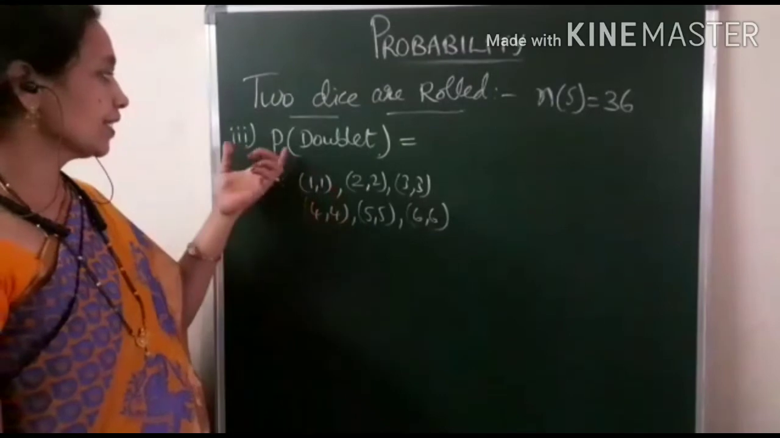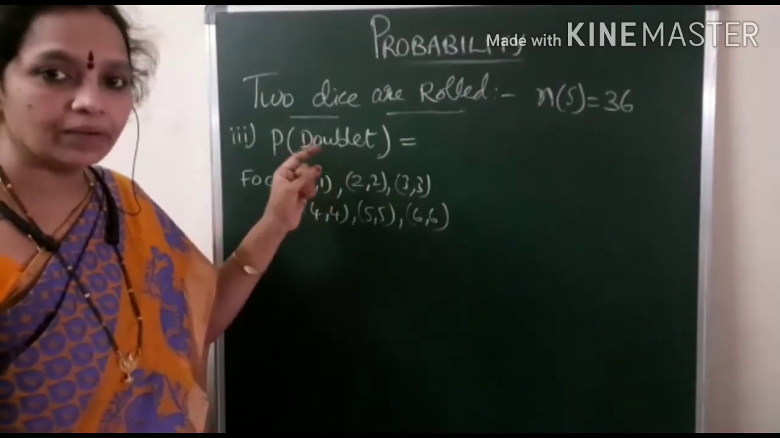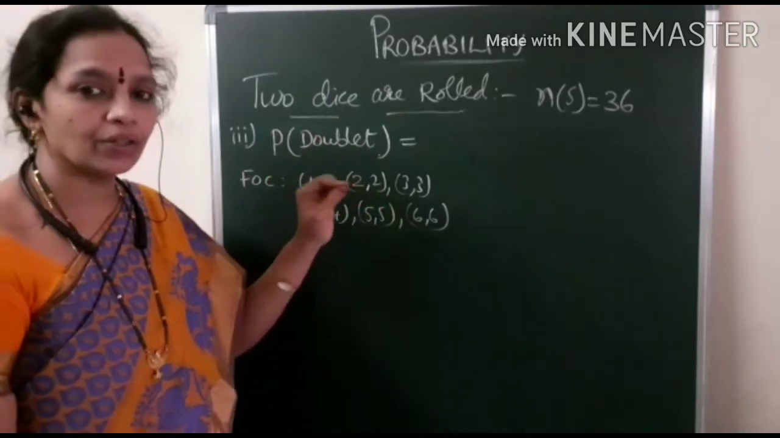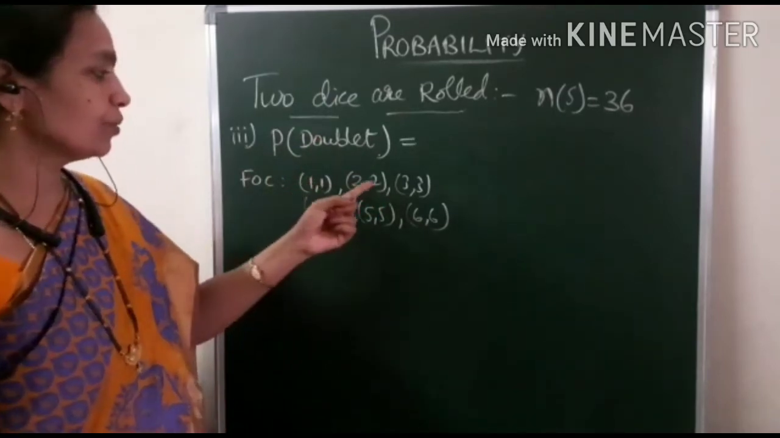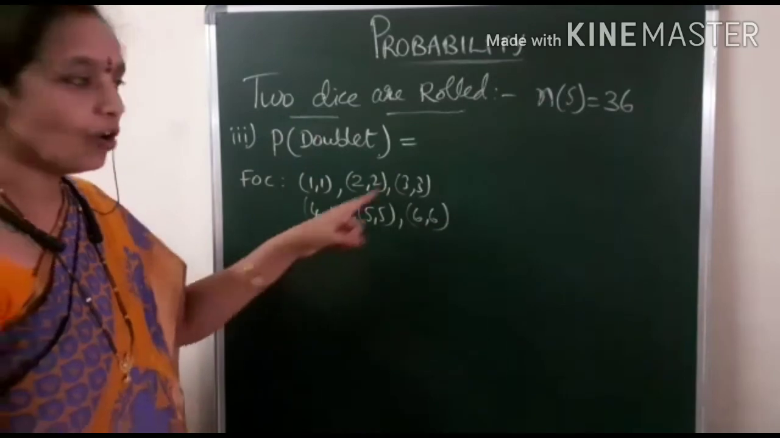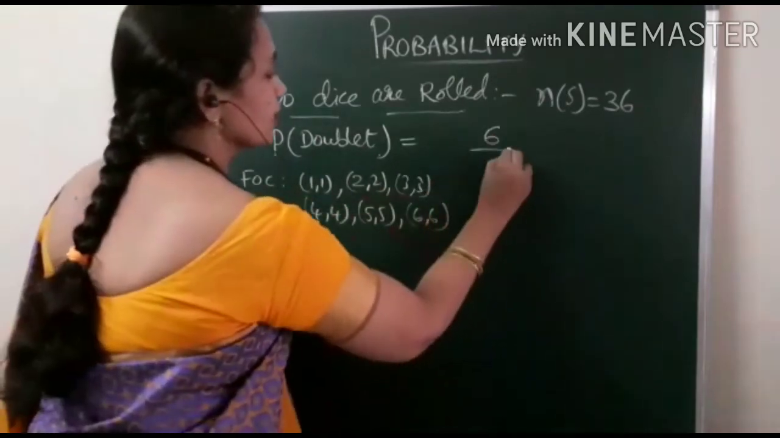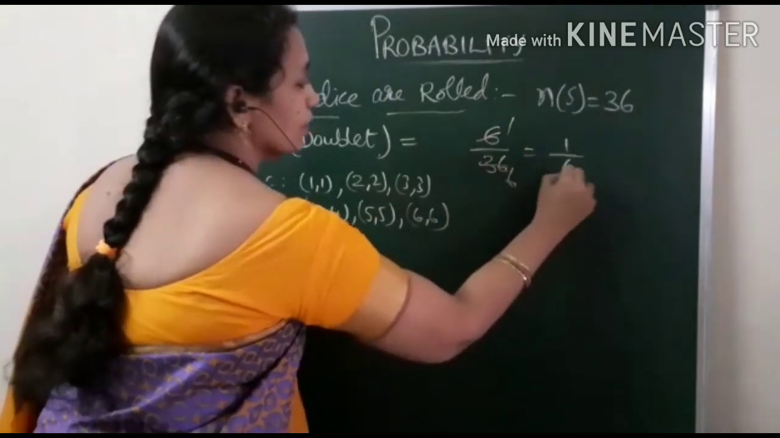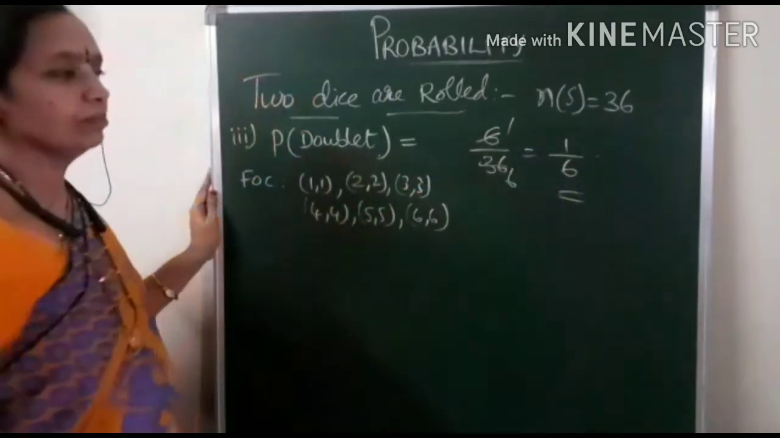Next, one more question is the probability of a doublet. Doublet means the same number occurring on the two dice. That means 1, 1, 2, 2, 3, 3, 4, 4, 5, 5, 6, 6. How many outcomes are there? Favorable outcomes are 6, out of total outcomes 36. 6 by 36, that is 1 by 6, is the probability of a doublet.